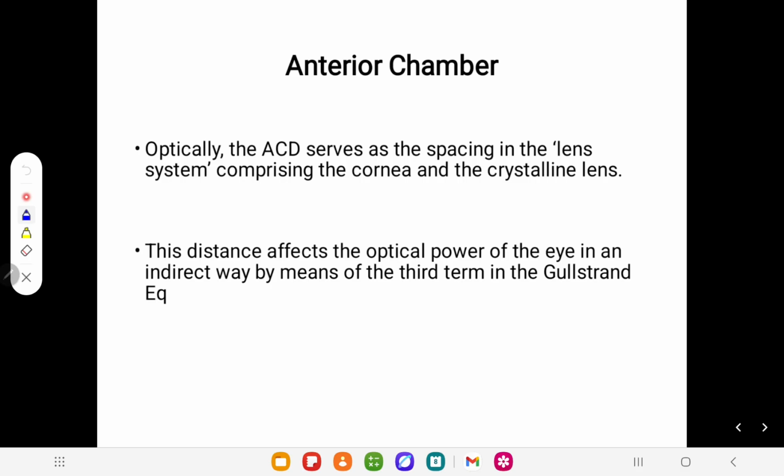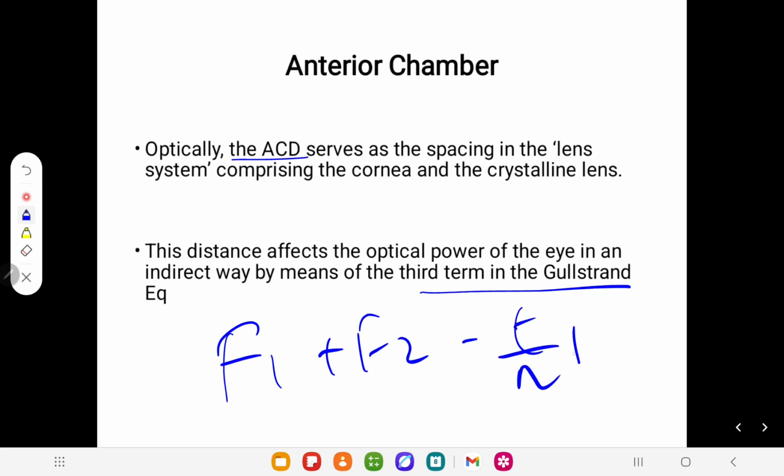So anterior chamber depth. Anterior chamber depth is the space between the lens and the cornea. This distance affects the optical power of the eye and is indicated by means of the third term in the Goldstein equation. Third term means (f1 + f2 - t) / (n f1 f2). This is the third term. Okay.